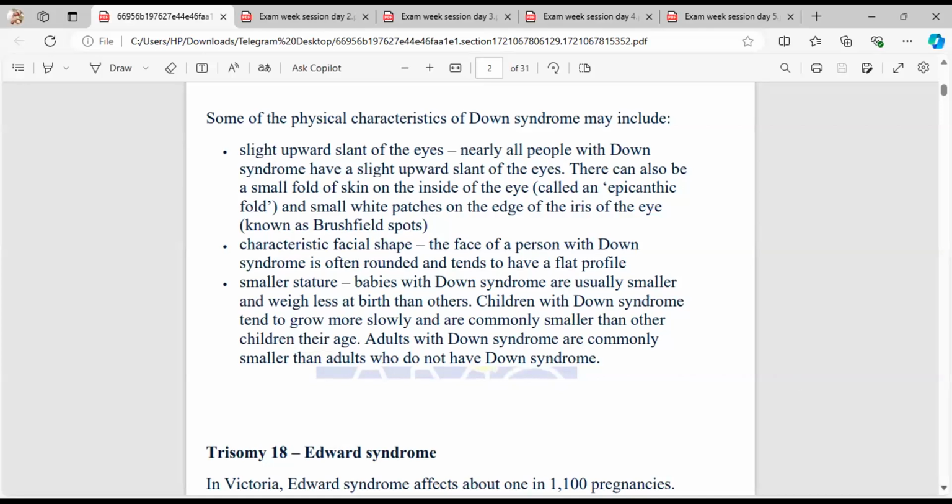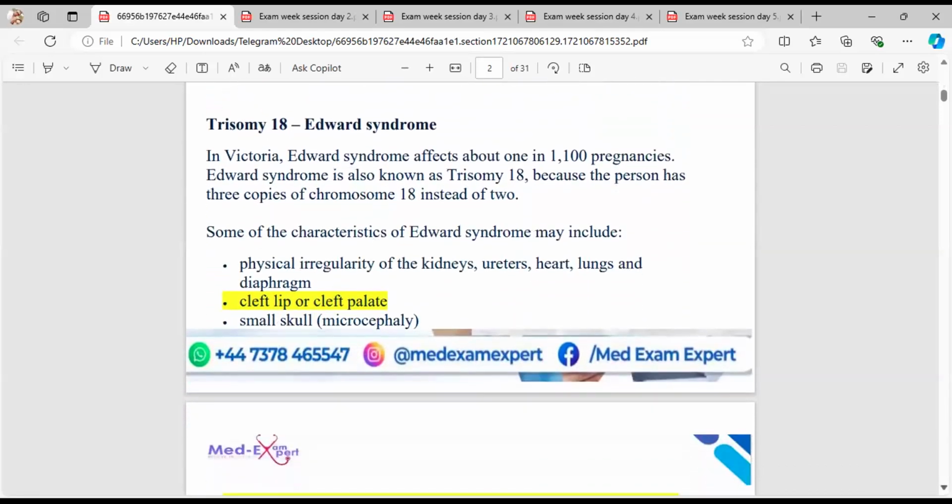So now let's move to Edwards syndrome. In Victoria, Edwards syndrome affects about 1 in 100 pregnancies.